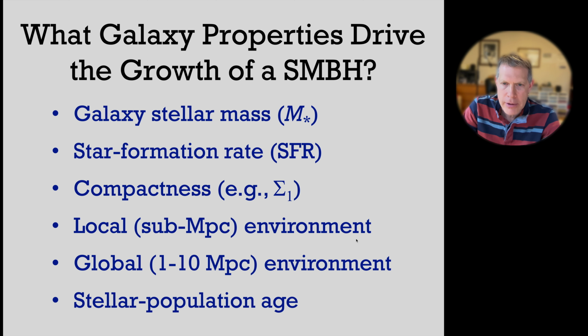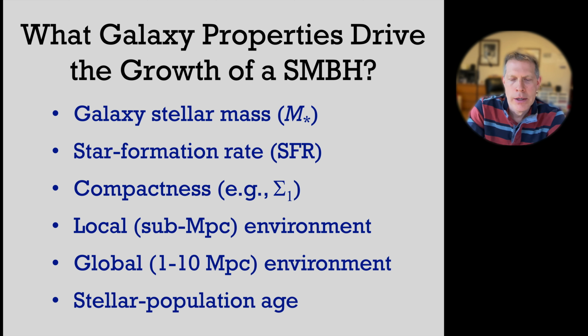Or perhaps its environment, either on sub-megaparsec or, say, 1 to 10 megaparsec scales. Maybe that has something to do with, say, galaxy interactions which lead to the feeding of supermassive black holes. Or perhaps a galaxy's stellar population age has something to do with the feeding of its black hole. Those are some interesting possibilities. And to determine which properties of galaxies are truly most important for the feeding of their supermassive black holes requires large statistical samples of well-characterized AGNs and galaxies. That's because both AGNs and galaxies are complex objects.